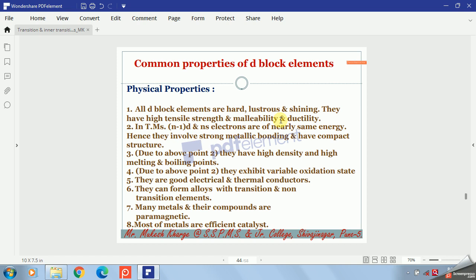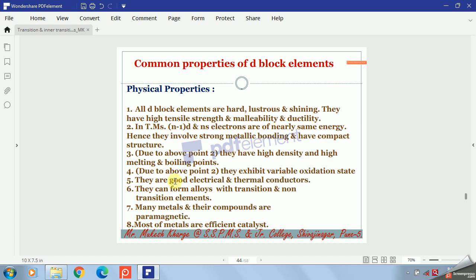Then in transition metals, (n-1)d and ns electrons are nearly the same energy and hence they involve strong metallic bonding and have compact structure. Due to this property, they have high density, high melting and boiling points. Due to this, they also exhibit variable oxidation states.